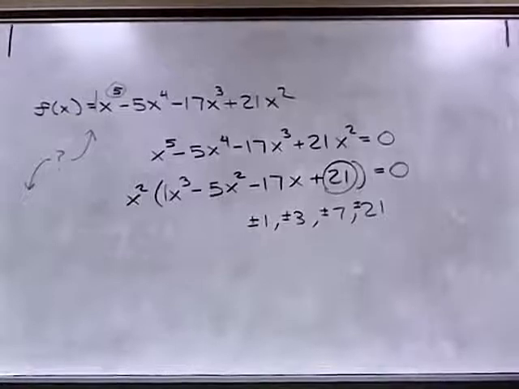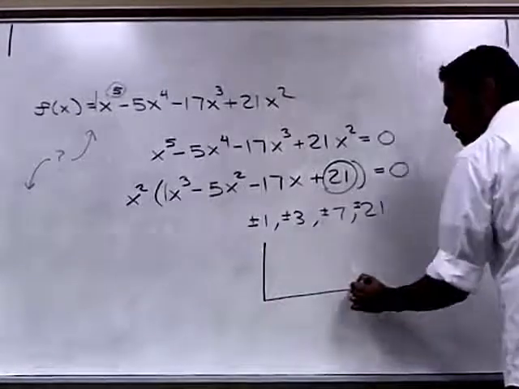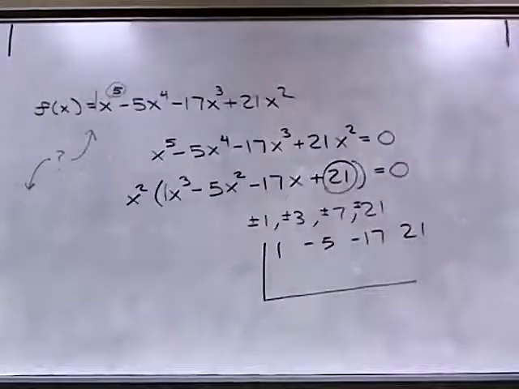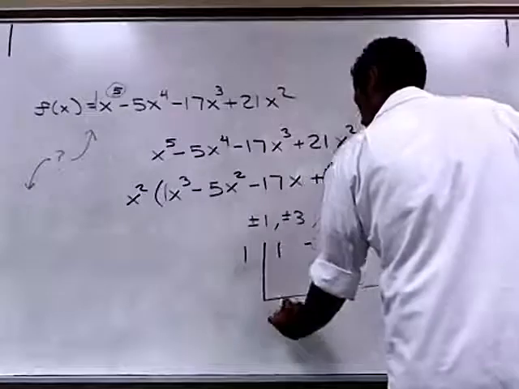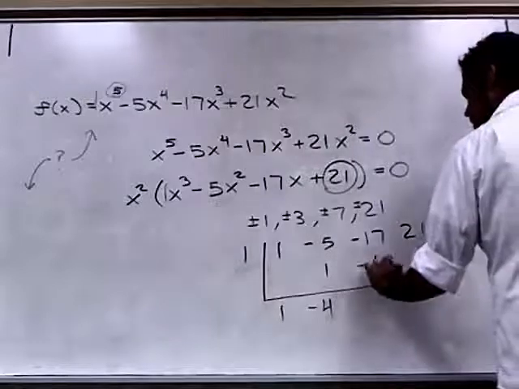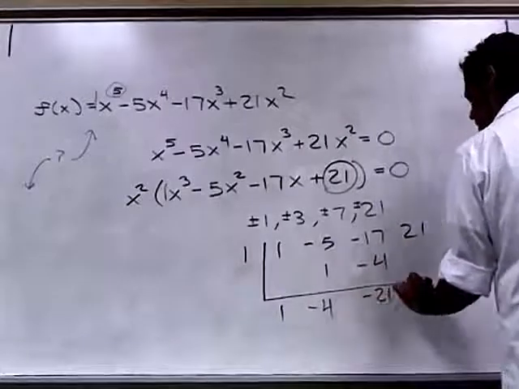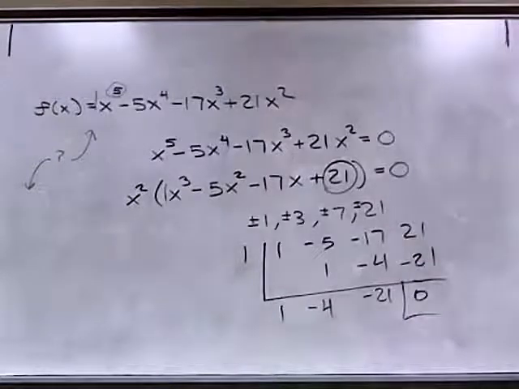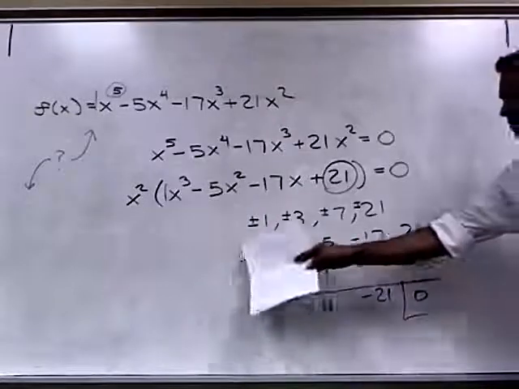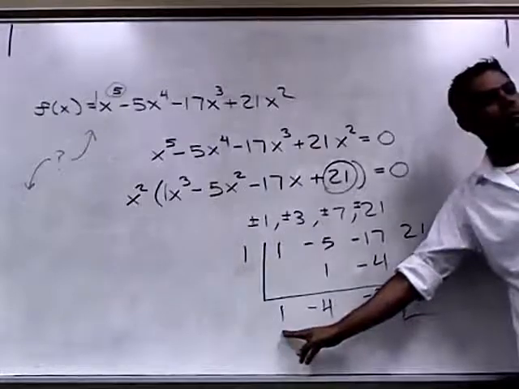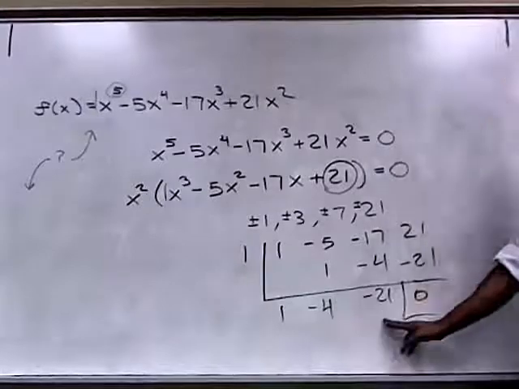You start doing your synthetic division on that piece. So 1, -5, -17, and 21. Let's see, will 1 work? 1 might actually work. 1, 1, 1, oh, maybe not. -4, -4, oh. -21, -20. It worked. First try. What does that tell me? x minus 1 comes from that, and then this is going to be x squared minus 4x minus 21.